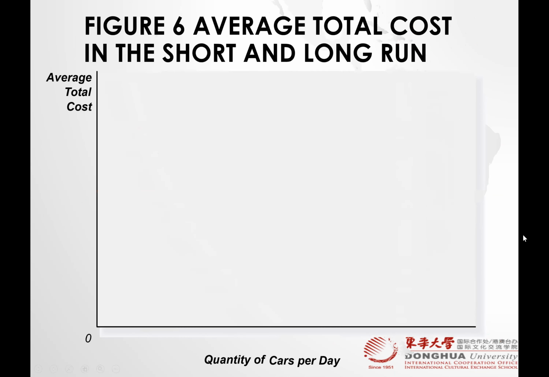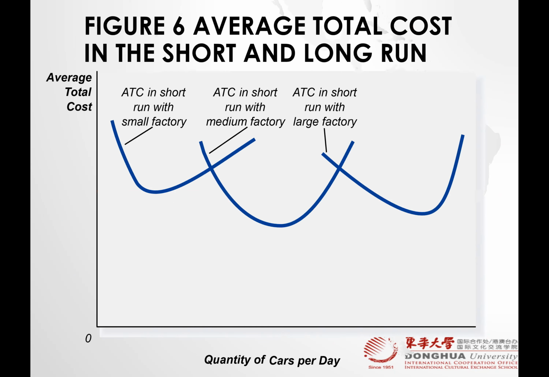So let's talk about this. Okay, here we go. You have a short run average total cost. So you'll produce here because this gives you efficient scale. So this is the next year average total cost.